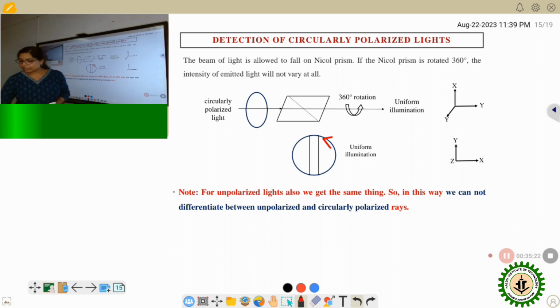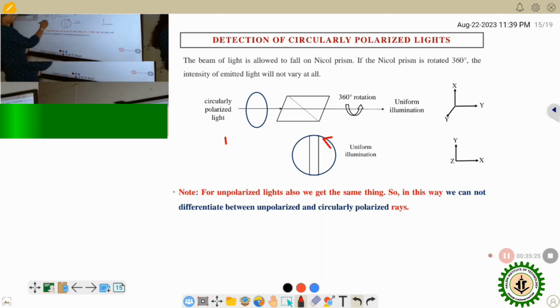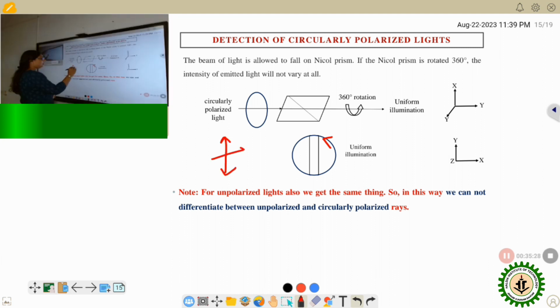If you remember, what happens for unpolarized light? What was unpolarized light? The electric field vectors were randomly oriented in the perpendicular plane of the light ray. What will happen in this case? Wherever you keep the analyzer, you will be getting the same intensity. So using only one analyzer or one nickel prism, we will be getting the same result for unpolarized light and circularly polarized light. So it is not possible to differentiate between them using only one analyzer.